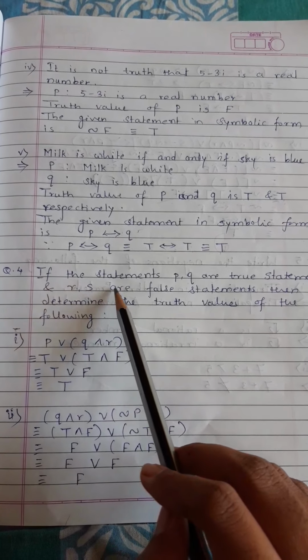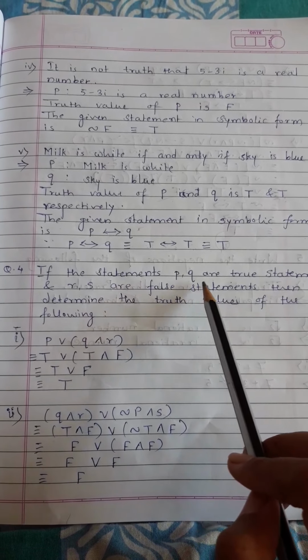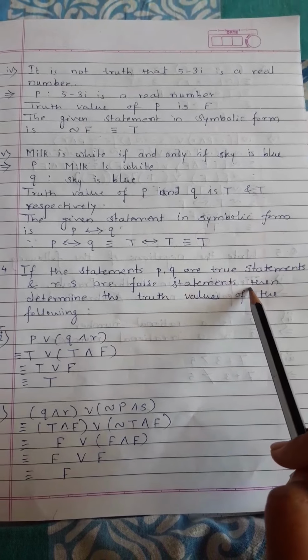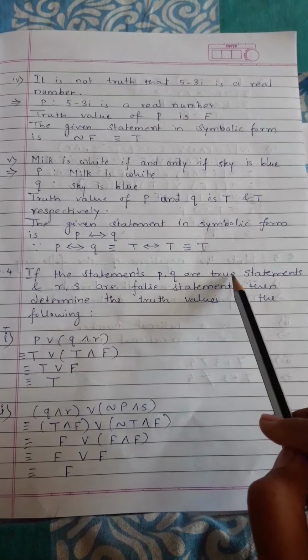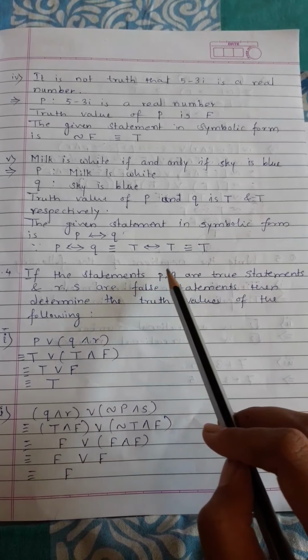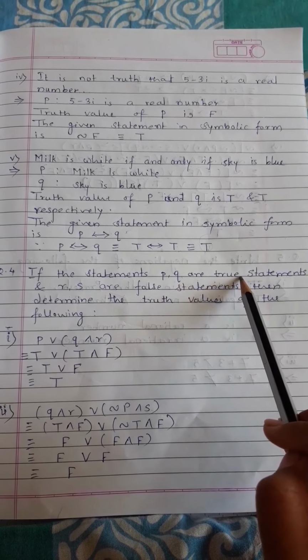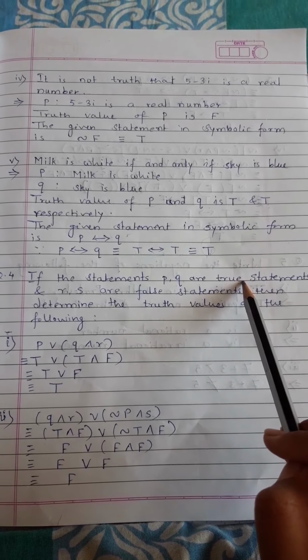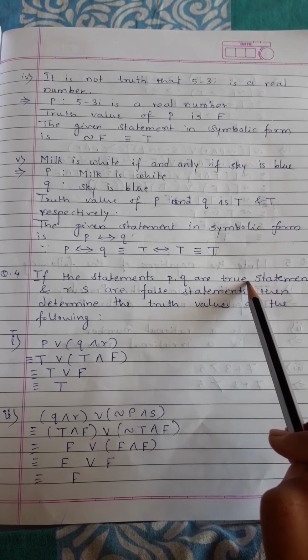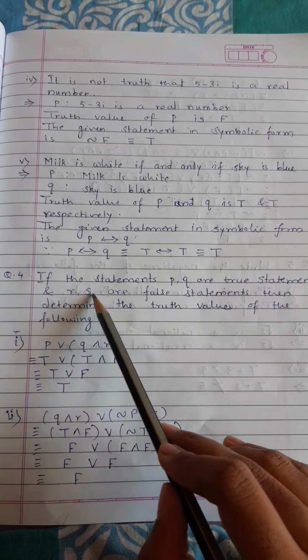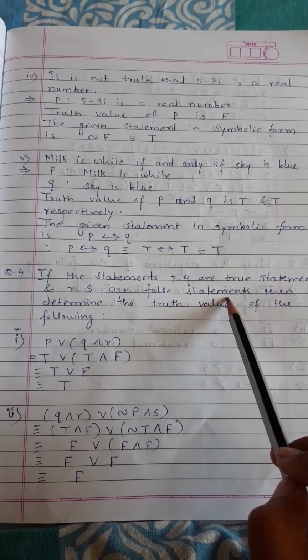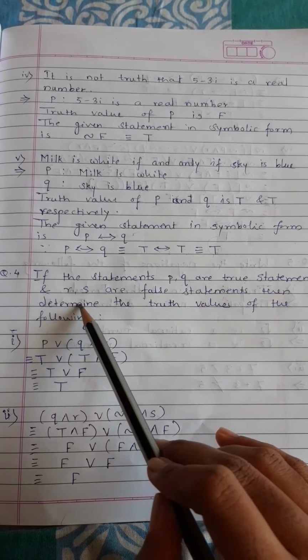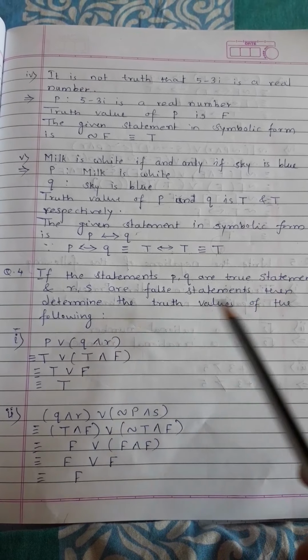Question 4. If the statements p and q are true statements, so their truth value will be capital T, and r and s are false statements, that's why their truth value will be capital F. Then determine the truth value of the following.